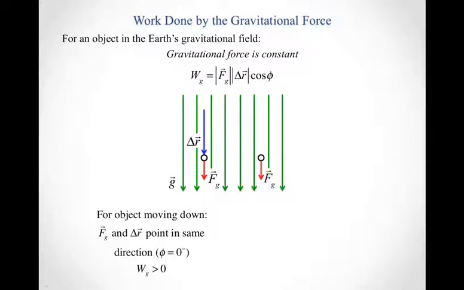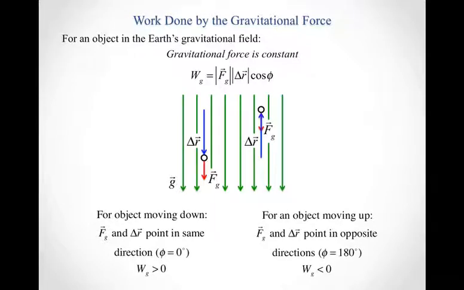On the other hand, if my object starts in a lower position and moves straight up, well, now in this case, the gravitational force and the displacement point in opposite directions. So the angle between these two vectors over here on the right is now 180 degrees. The cosine of 180 degrees is negative 1. And so again, when I multiply magnitude of the force times magnitude of the displacement times negative 1, I get that the work done by gravity for an object moving up has to be negative.